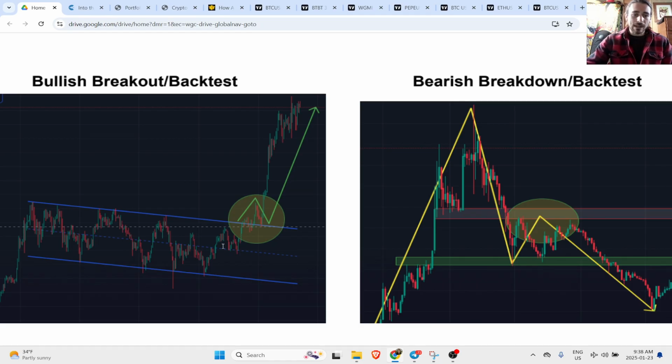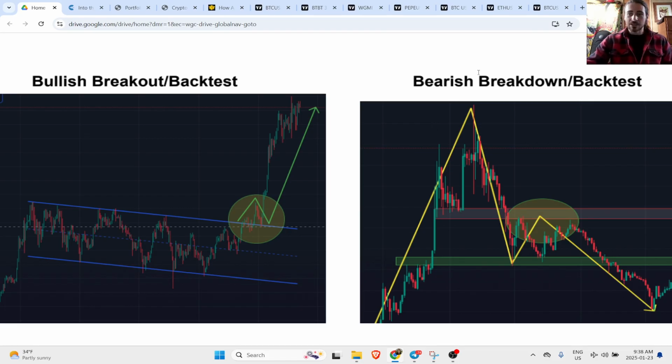We were able to break out of this channel. So we broke out of this downsloping resistance. We came back, we backtested it as support. We maintained that high or that uptrend structure, and then that was a valid breakout, and we continued to new highs. But then you can see on the other side, it's a different asset.